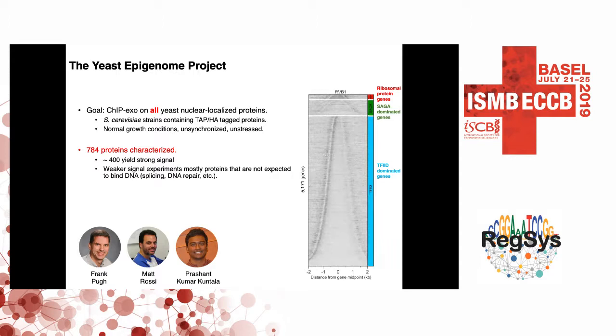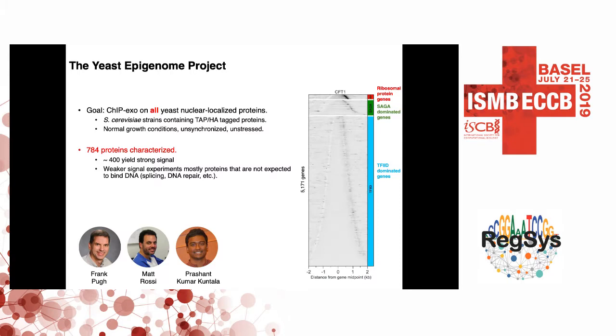A lot of the ones that don't give a strong signal turn out to be enzymes that you wouldn't expect to bind in specific patterns along the DNA in the first place. What I'm showing here is one view on the data. This is cycling through lots of different proteins that we've characterized with ChIP-exo here. What we're looking at are all genes in the yeast genome organized from shortest up to longest, and we're centering the plots on the midpoint of the genes.